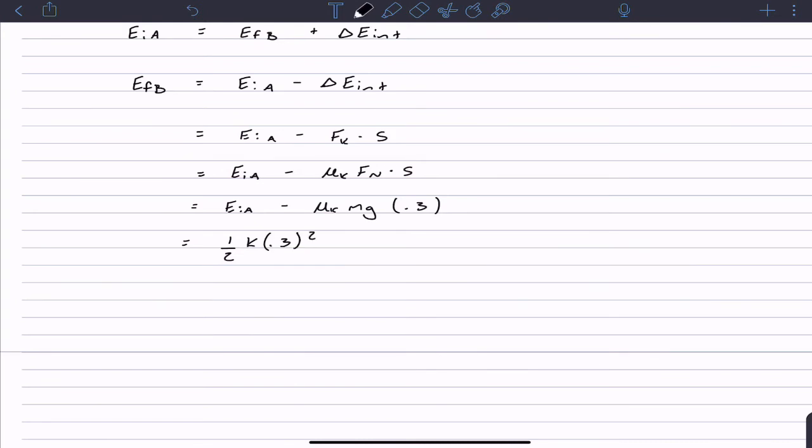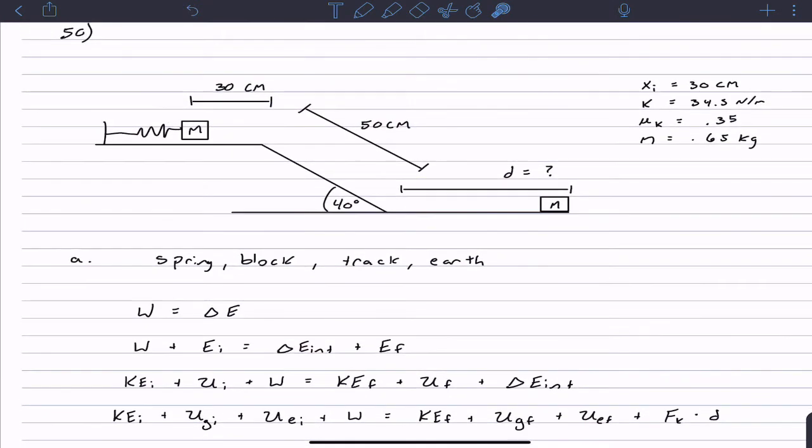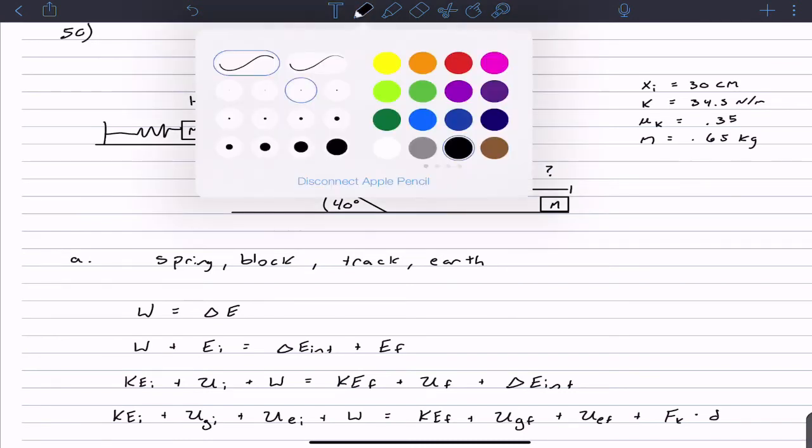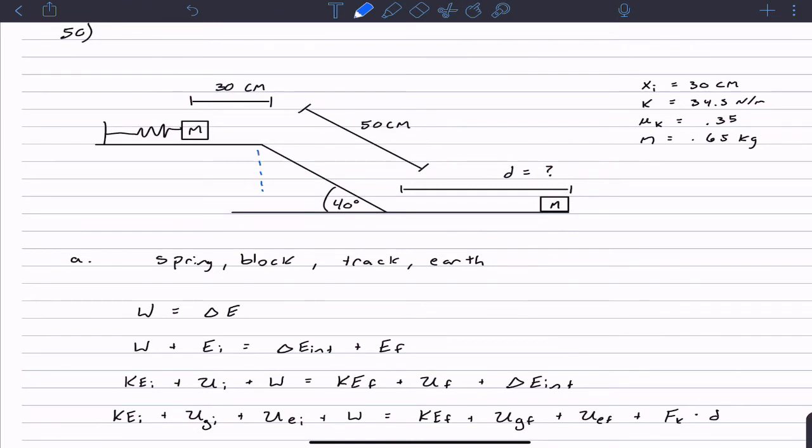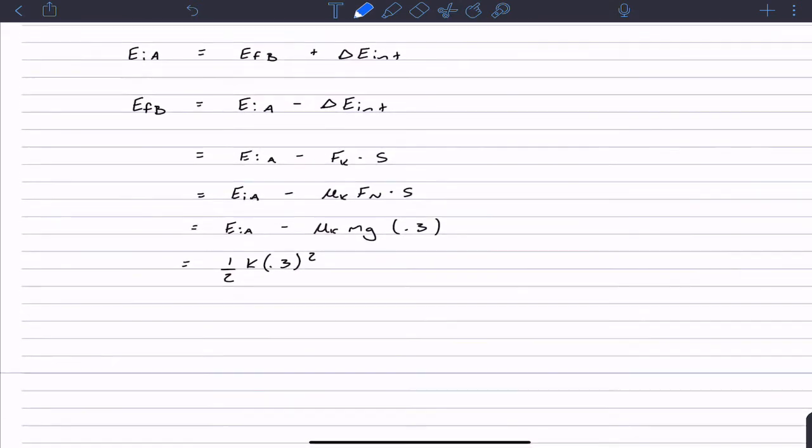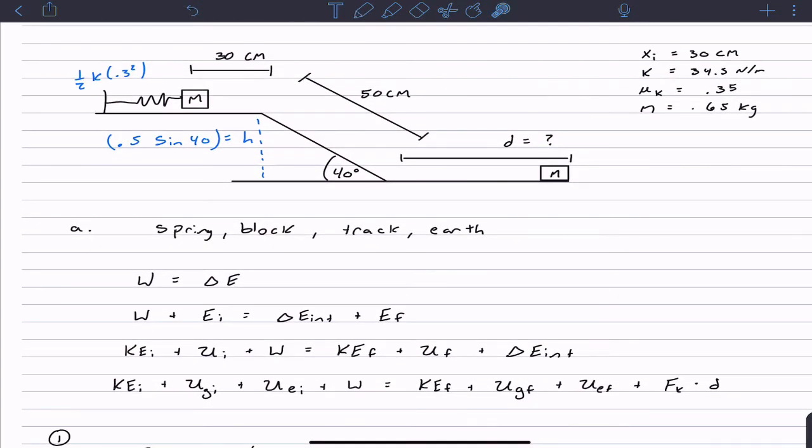We have also, if we look at the diagram, this thing here is up a distance. That distance is going to be r sine 40, where r happens to be 50 centimeters, right? So this is going to be 0.5 sine 40 equals this distance here, right? And this was our spring potential, half k 0.3 squared, right? So let's include that.